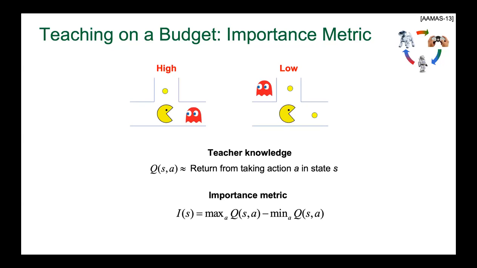So on the left here, I have a high importance state. If I go to the right, I die. If I go up, I get a food pellet and I don't die. So the difference in how good those two different actions are is quite high. But on the right, it doesn't really matter. I'm not about to die. I could get food if I go up or to the right. So this is one heuristic for when the teacher should intervene and say, student, don't mess up now, I'm going to tell you what to do.